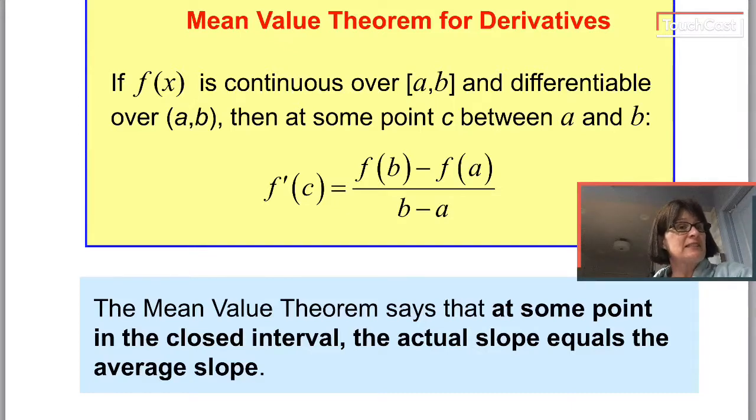If a function f is continuous over a closed interval a to b, and it's differentiable over the open interval a to b, then at some point in between a and b, call that point c, the derivative at c is equal to the average rate of change of f between a and b. What's interesting about this is that somewhere on a closed interval, if that function is continuous and differentiable, the actual slope of that function, the derivative, is equal to the average rate of change over that interval.